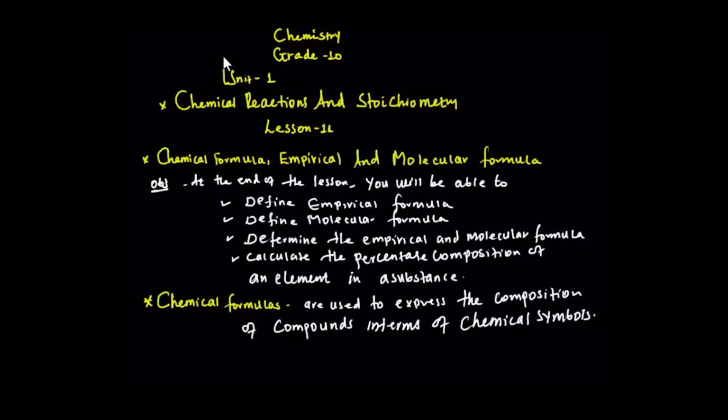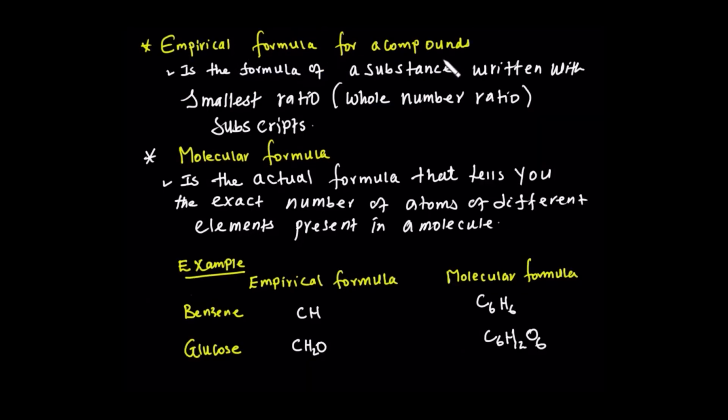So let's come to see chemical formulas. How to define chemical formula? Chemical formulas are used to express the composition of compounds in terms of chemical symbols. Okay? Chemical formula, composition of compound, in terms of chemical symbol. Yeah, chemical formula. Empirical formula for a compound.